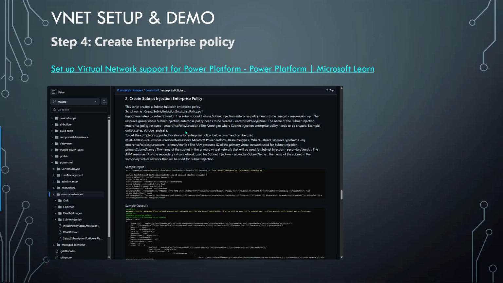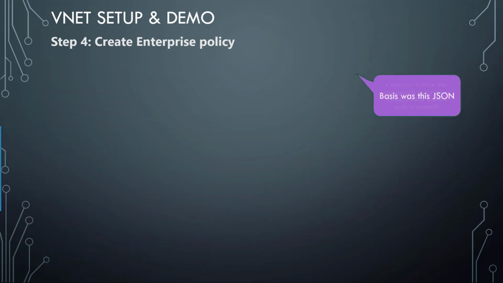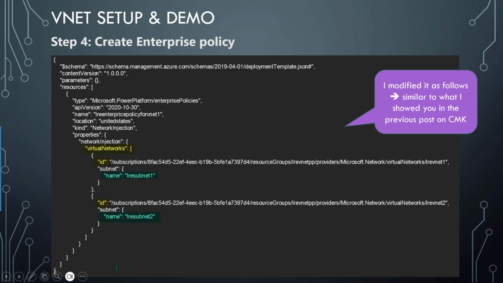Then we have to create the enterprise policy. If you look at this document, you will come to this GitHub project, and you will get some sample input code. I did not use that. Why? Well, if you watched my video on customer managed keys, I modified it and created my custom policy. So the basis of what I did in the following was this site. You can see here how you configure that, what you have to specify, and that's what I used. So I used basically this schema.